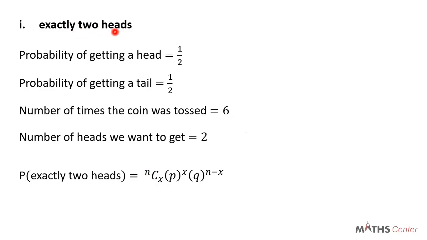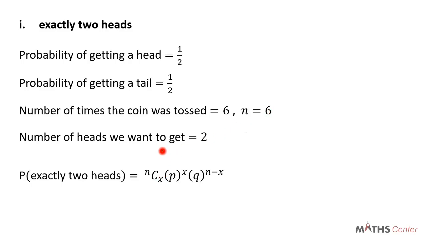getting exactly 2 heads. The probability of getting exactly 2 heads will be given by n combination x times p exponent x times q exponent n minus x. Let's find the values of n, x, p, and q so that we can substitute them here. N is the number of times the coin was tossed. Here, we are told that the coin was tossed 6 times, so n will be equal to 6.